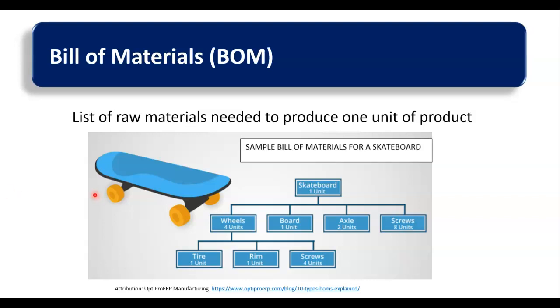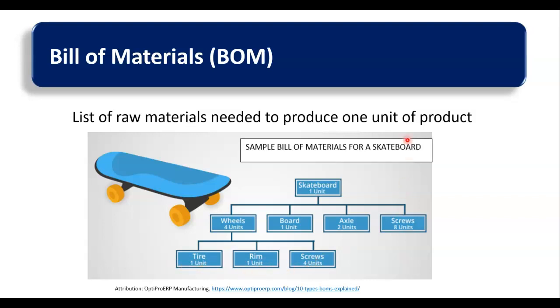So this is a simplified example of what materials might go into a skateboard. And a bill of materials, also known as a BOM, is a list of all the raw materials that are needed to produce one unit of the product, one finished good unit. So if you look at this simplified example, to make a skateboard, we need 8 screws, 2 axles, 1 board, and 4 wheels. And within the wheels, we break that down even further. We need 1 tire, 1 rim, and 4 screws.